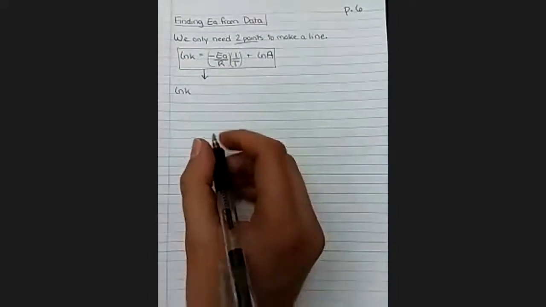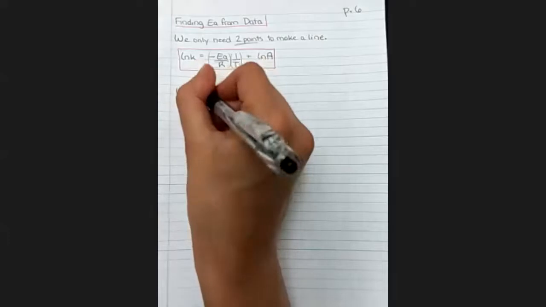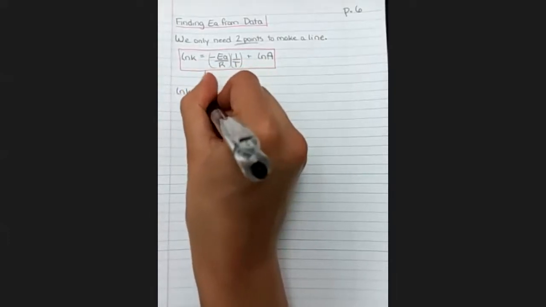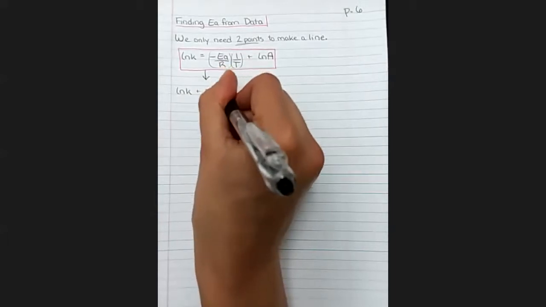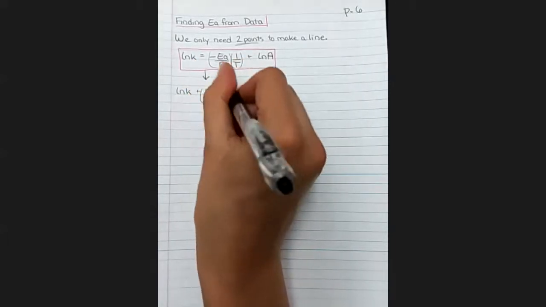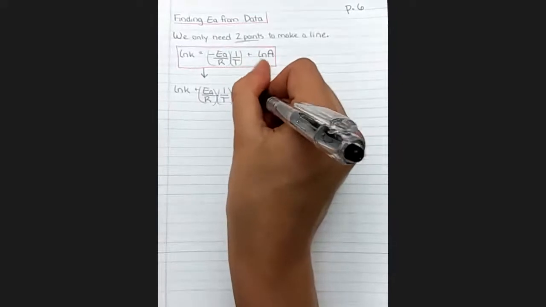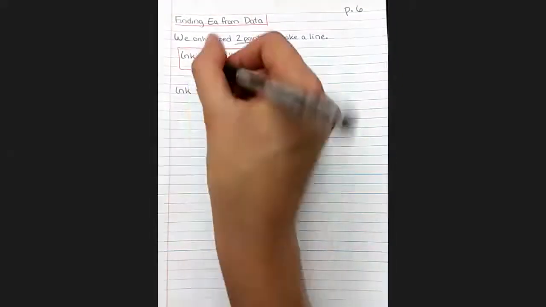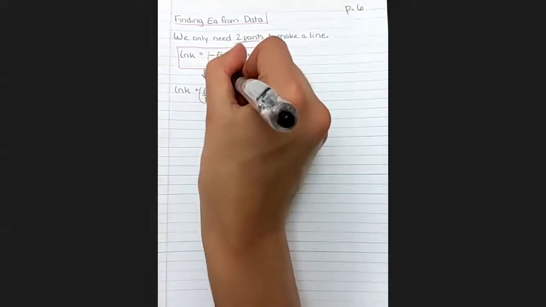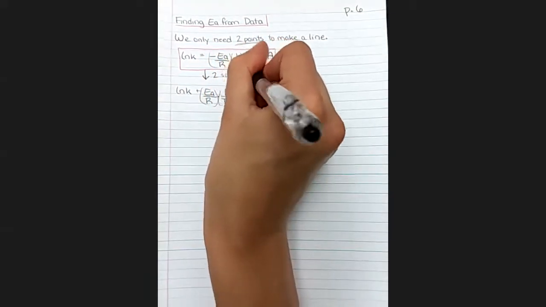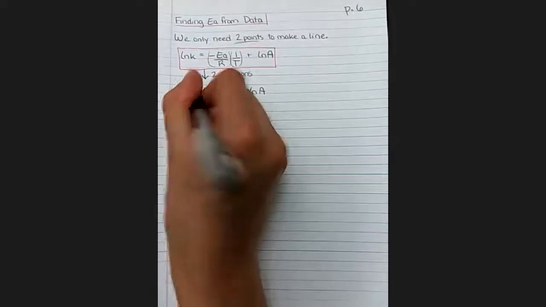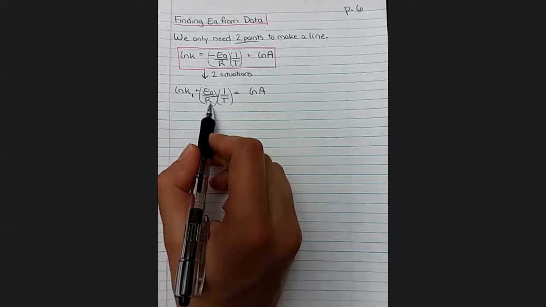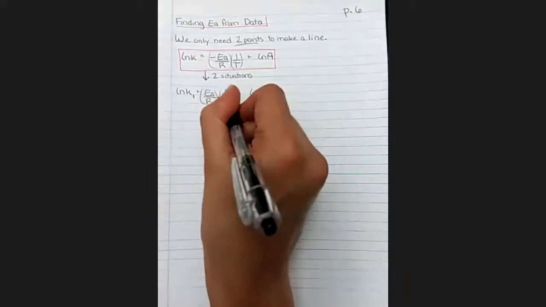So natural log of K, we'll move this term. So plus activation energy over R over temperature. We'll leave natural log of A on this side. And so now if we want to adapt to 2 situations, we can say this is K1. Activation energy is always the same. The rate constant is always the same. We'll call this T1.